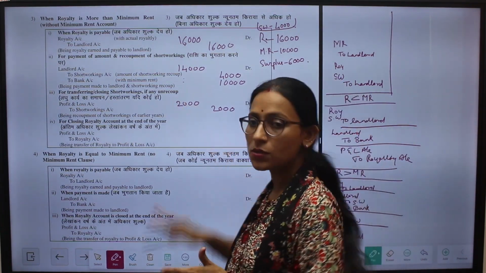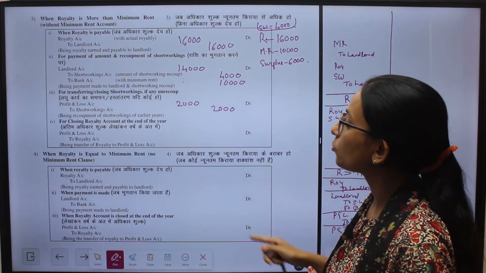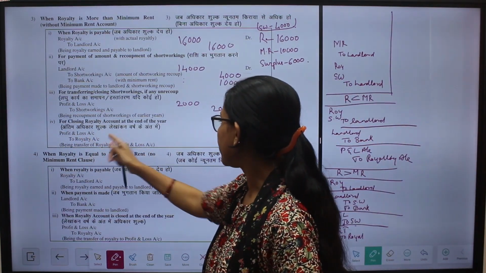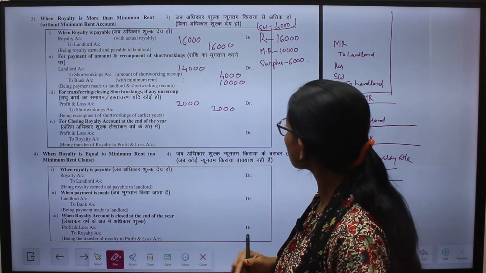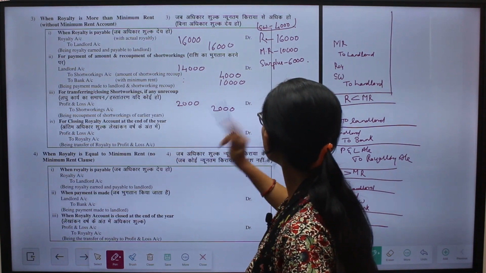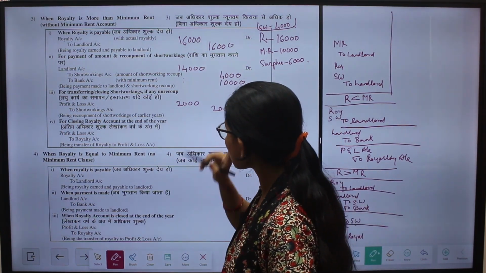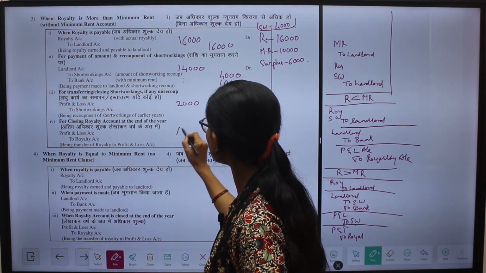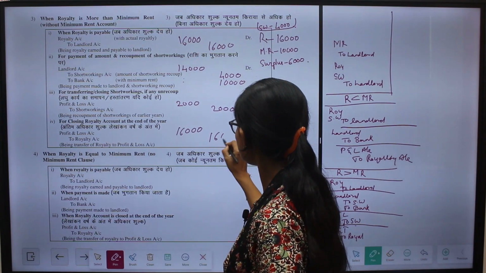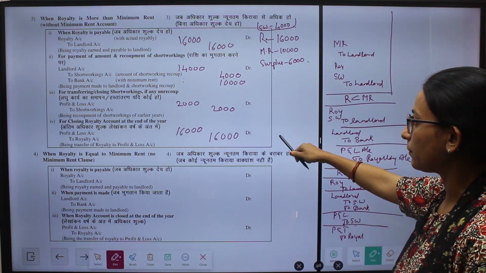After that, we will close the royalty account at the end of the year. For closing the royalty account, we will pass profit and loss account debit to royalty account. Profit and loss account is debited with the royalty amount. How much royalty have we earned? That is 16,000. This 16,000 we will transfer to the P&L account. So P&L account debit to royalty account, 16,000. So this is the case of when the royalty is more than the minimum rent.